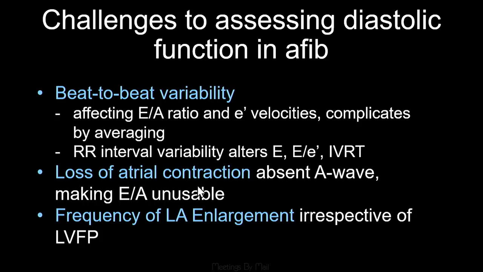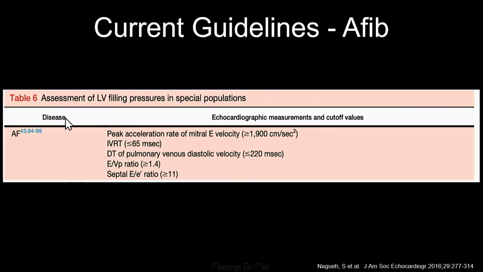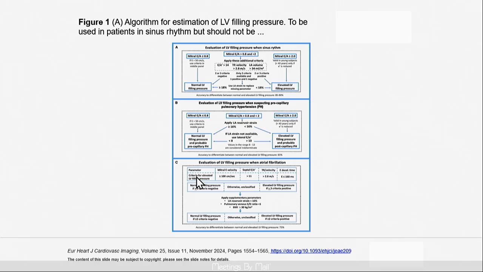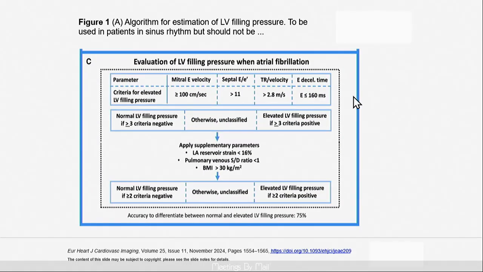You also have that loss of atrial contraction, so that means you have an absent A wave, making E to A unusable. And then finally, we often have LA enlargement when we have AFib patients, which is irrespective of our LV filling pressures. So again, looking at these current guidelines, focusing on AFib specifically, these are some of the echocardiographic parameters we will look at in addition to our traditional ones. Again, I like this as well as a graphic. This has our three from Smiseth that has our special populations that we're going to look at. I'm specifically looking at AFib. I'm going to use this one as we walk through our case because I like the visual and being able to walk through step by step the different parameters we're going to look at.